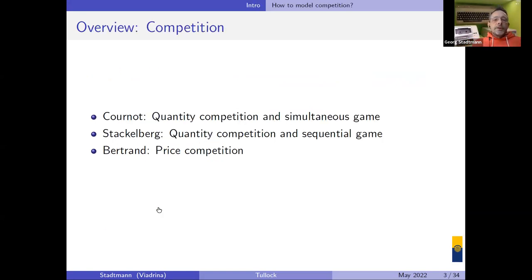So when it comes to competition processes, we can model these competition processes differently. When it comes to a duopoly, for example, we can model this kind of stuff as a Cournot competition. Then the two companies are competing with quantity, and the two players are revealing their optimal quantity at the very same point in time. So we have a simultaneous game.